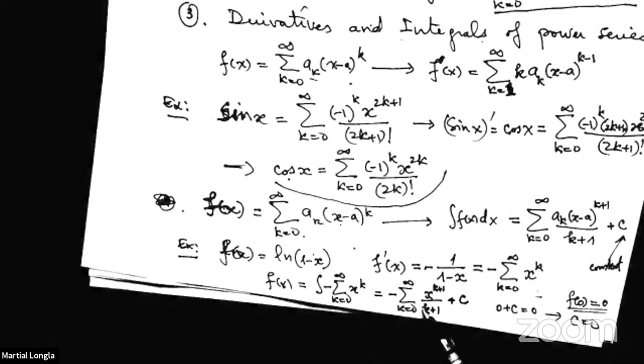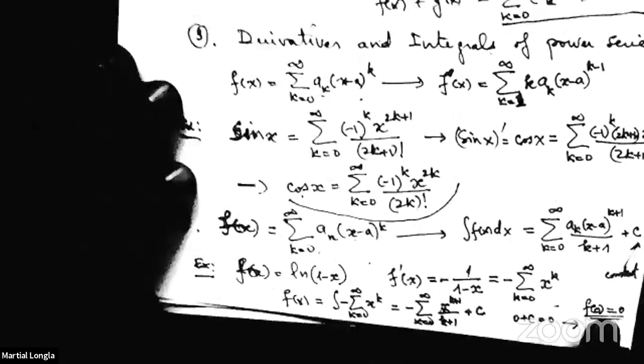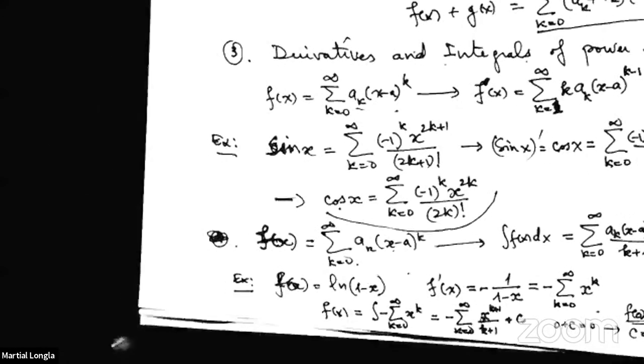The first 0 is from here. When I plug in 0 here, sum k from 0 to infinity of 0, this is 0, plus c equals 0 from f of 0 equals 0. So I solve to get c equals 0, and I put it back there. And that tells me that natural log of 1 minus x is equal to negative sum k from 0 to infinity x to the k plus 1 over k plus 1.